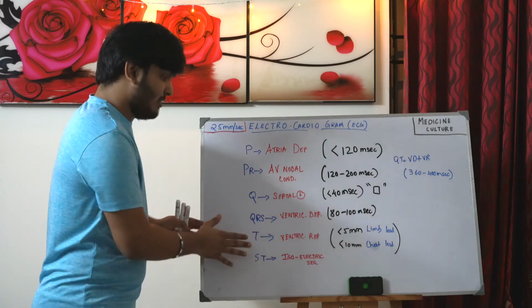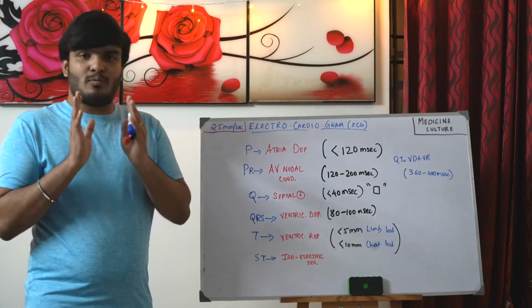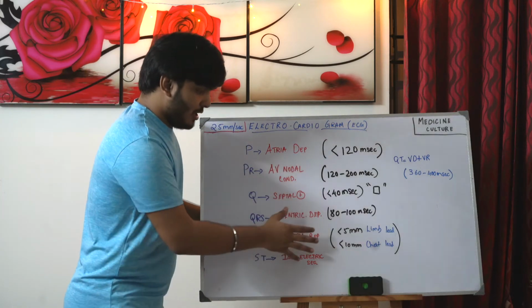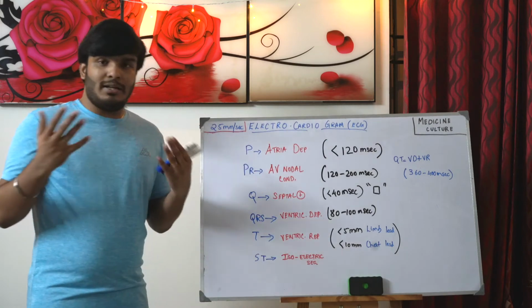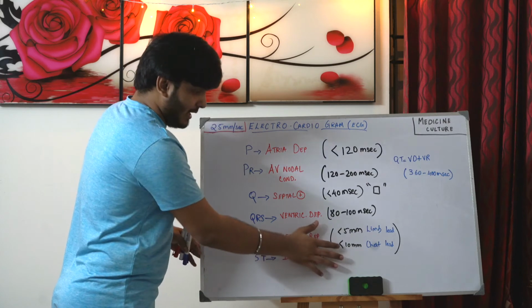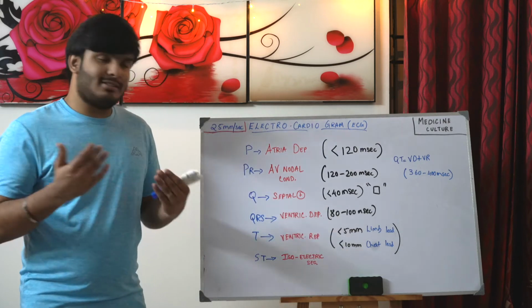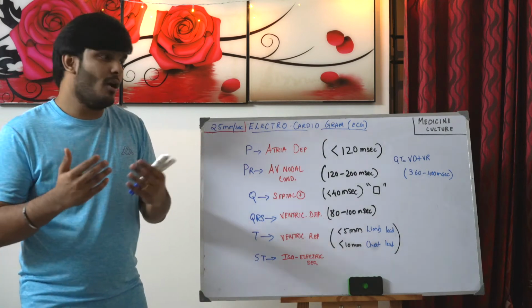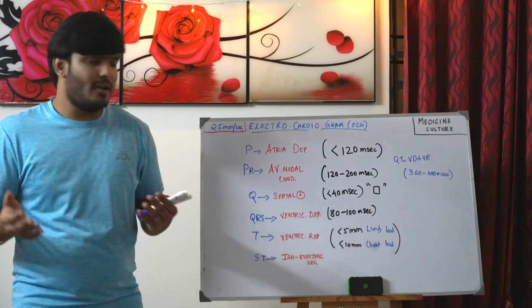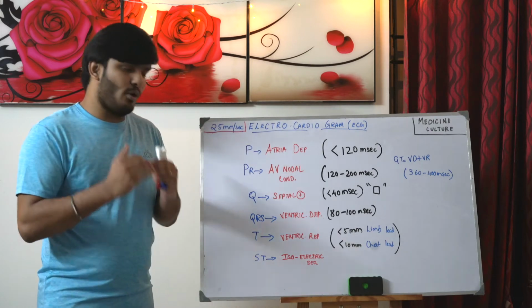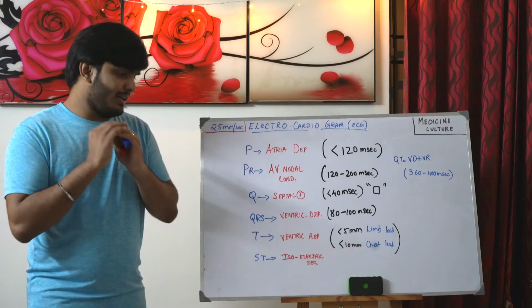The T wave is ventricular repolarization, and there's a small point about T waves. The amplitude of the T wave should be less than 5 millimeters in the limb leads, meaning the main bipolar leads, and less than 10 millimeters in the chest leads. That's the normal value. If it goes high, you get tall tented T waves, or you see inversion of the T wave, which we can see later.